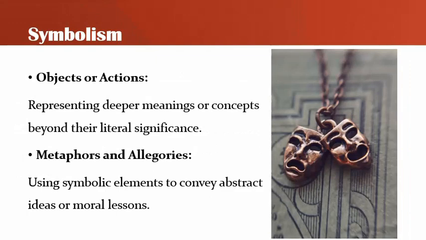And then comes symbolism. Symbolism adds richness to it. That is, to make a play richer, or to make it more beautiful, we use symbolism. Objects, actions, metaphors, and allegories are used to convey abstract ideas or moral lessons. So, using symbolic elements to convey abstract ideas or moral lessons. This is what we see while implying the feature of symbolism.